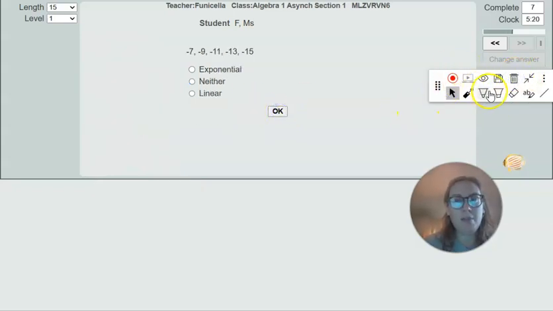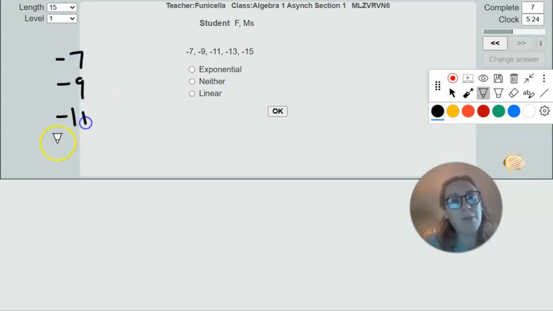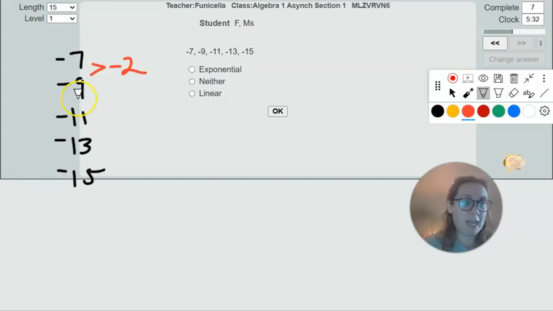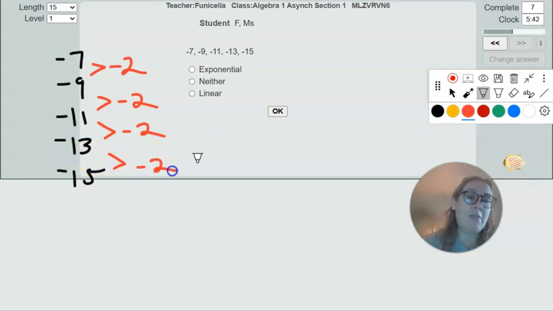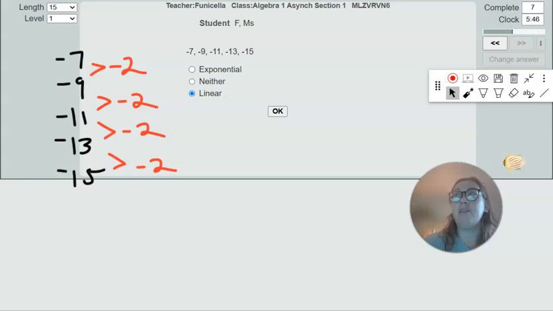Alrighty, for this one, the numbers are pretty steady, right? -7, -9. They're staying pretty close together. And we'll notice that these values are actually going down by 2 each time. They're staying negative, and they're getting 2 further. -9 minus 2 is -11. -11 minus 2 is -13. -13 minus 2 is -15. So this is, in fact, linear.